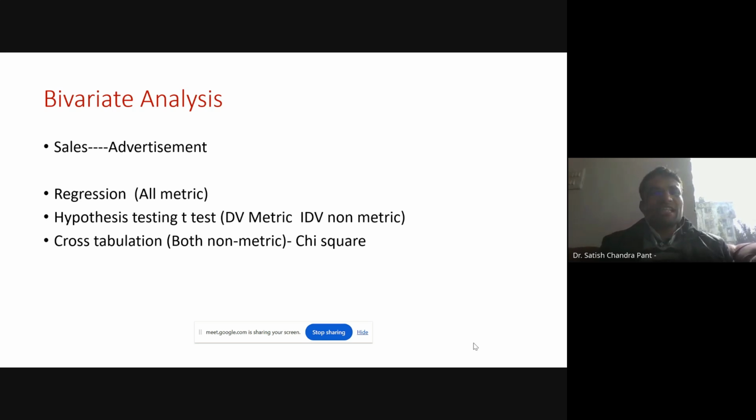So in hypothesis testing, again, there is a very common test, the t-test: independent t-test, paired t-test. There are two different t-tests that have to be used, where there is a dependent variable as a metric variable and an independent variable as a non-metric variable.